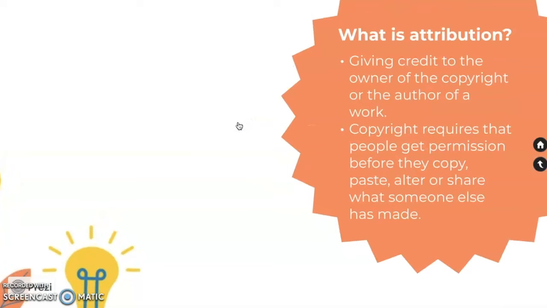So furthermore, attribution is giving credit to the owner of the copyright or the author of the work. And copyright requires that you get permission before you copy, paste, alter, or share what someone else has made.